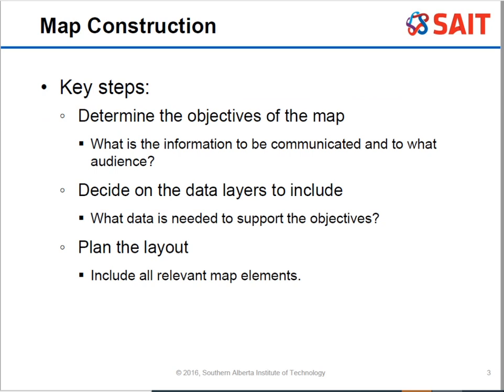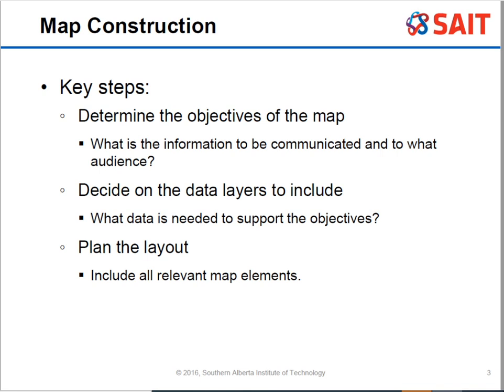So key steps for map construction. There are three major key steps. The first one is determine the objective. The second one is to decide on what data layers. And then the third one is plan out the layout. So planning, that is the most important thing if you're going to create an effective map.